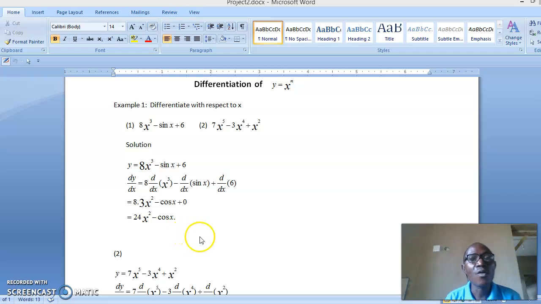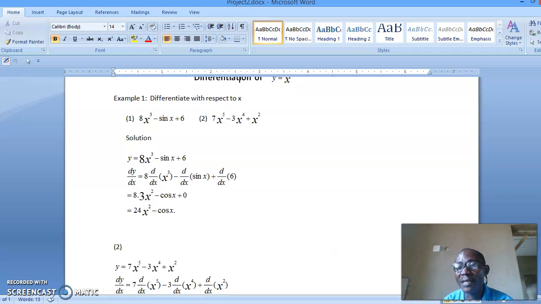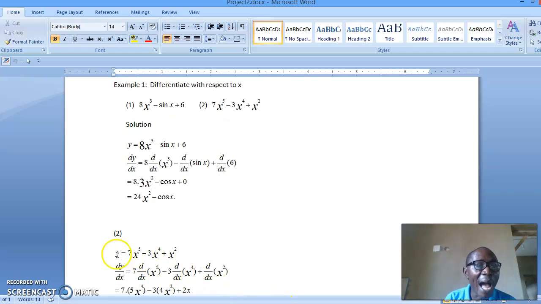That's the first question. Now the second one, y equals 7x to the power 5 minus 3x to the power 4 plus x squared. By following the same techniques we adopted in the first example, dy/dx is now bringing out 7, then differentiate x raised to the power 5, then minus bringing out 3, differentiate x raised to the power 4, then plus, since the coefficient of x squared here is 1, we are not bringing out anything, d/dx of x squared.